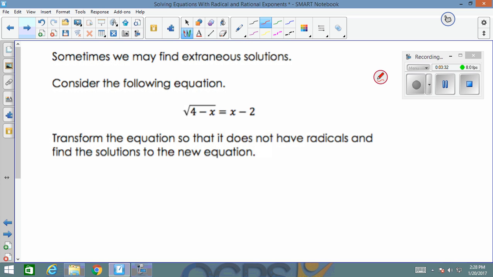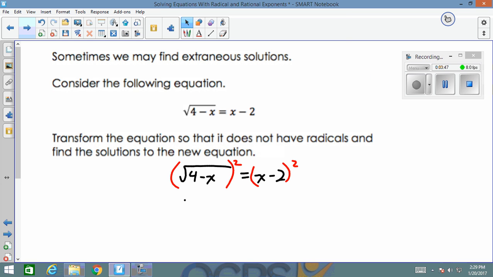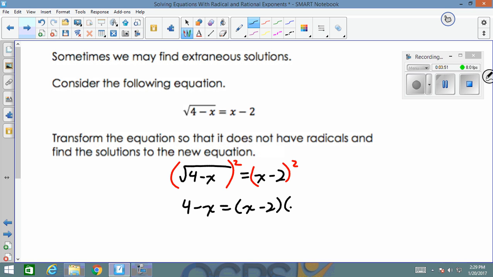But now there can be extraneous solutions. So we're now going to figure out this notion of extraneous solutions. So we're going to solve it like normal. Okay, so to get rid of this square root, we're going to square both sides. So we get 4 minus x equals x minus 2 times x minus 2. Foil it out. We do x squared minus 4x plus 4.